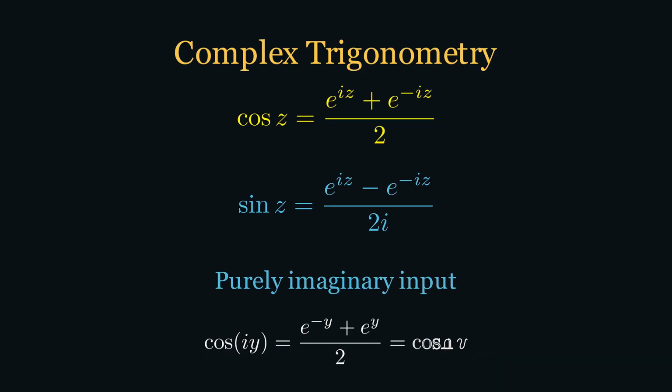If z equals iy is purely imaginary, cosine of iy equals e to the negative y plus e to the y, all divided by 2, which equals hyperbolic cosine of y. This grows without bound as y increases. Complex trigonometry is richer than real trigonometry.